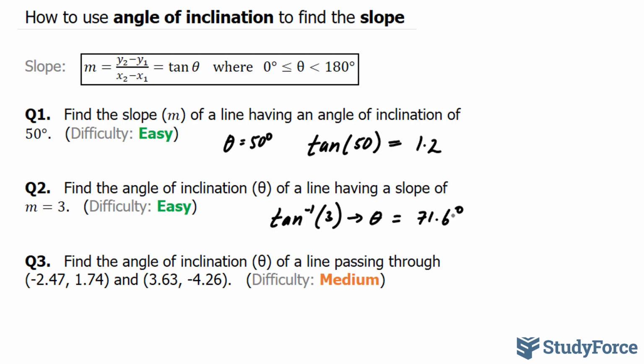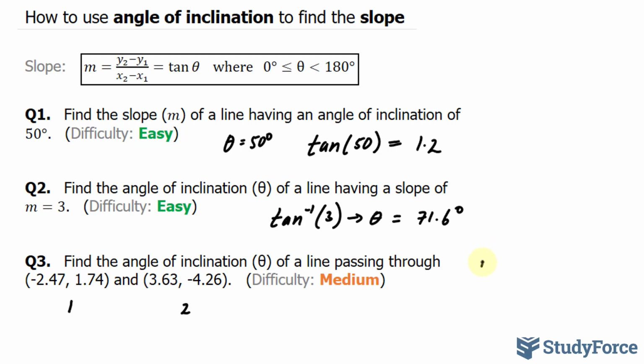In our last example, we're asked to find the angle of inclination theta of a line passing through these 2 points, and their coordinates are given. To do this question, we'll need to use the following relationship. I'm going to label this point 1 and this point 2. So this will be x1, y1, and this will be x2 and y2. And it's totally random which point you choose as 1 and 2. I just chose it arbitrarily.